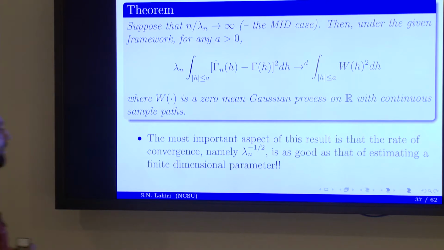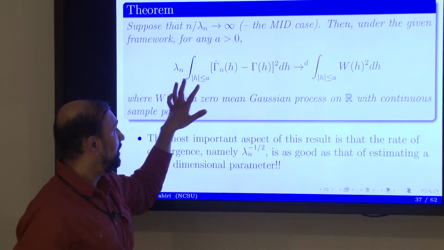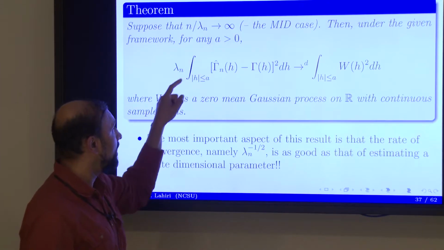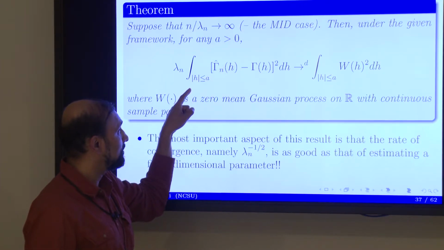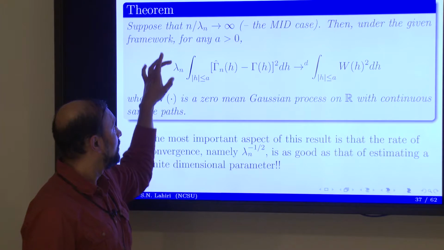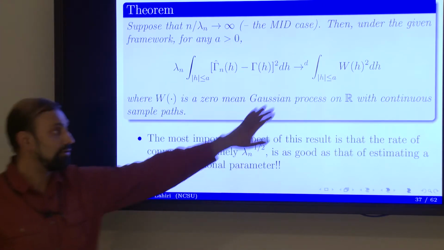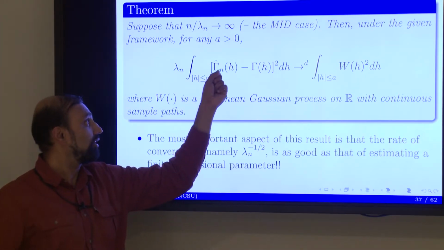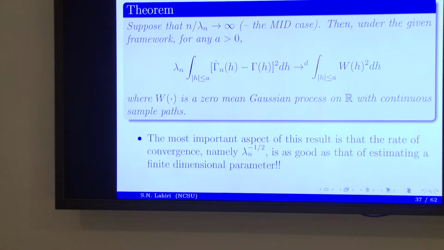What it says is that when you look at this gamma hat of h minus gamma h, you can let a go to infinity too at a certain rate, but this is for any fixed a. When you look at the L2 distance integrated over plus minus a, you are multiplying this with lambda n. And that has a limit. It goes to a Gaussian process. It's stabilized. So the rate of approximation of this to that is square root of n, square root of lambda n.